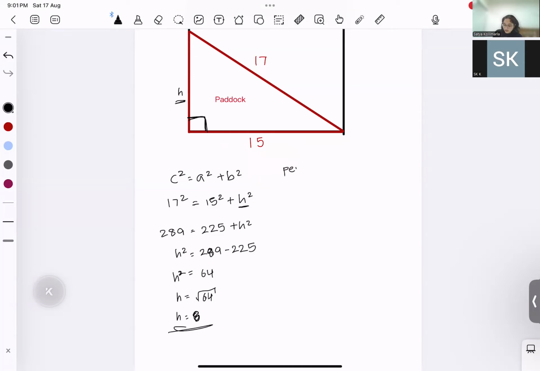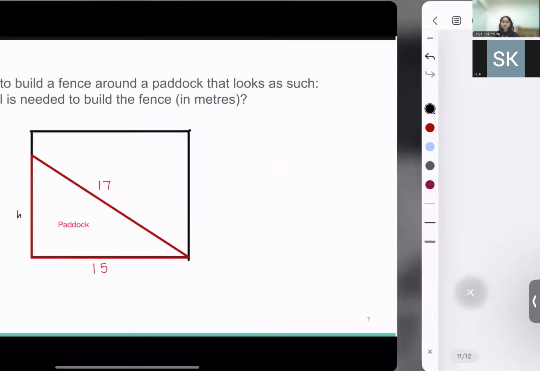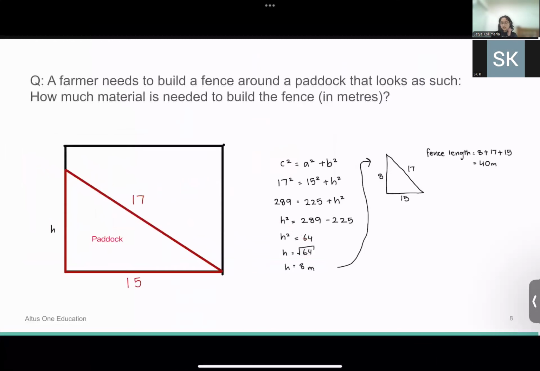So the perimeter is just going to equal adding all sides of this right angle triangle, and that should give us 40 meters in total, or 40 meters of material that the farmer is going to need to build his fence. Right, that is just the answer to that question that we've already done.